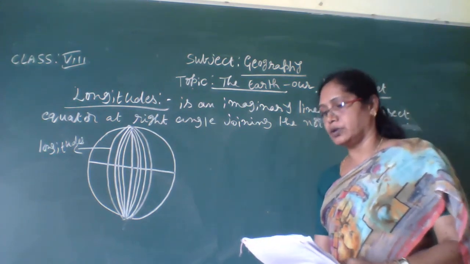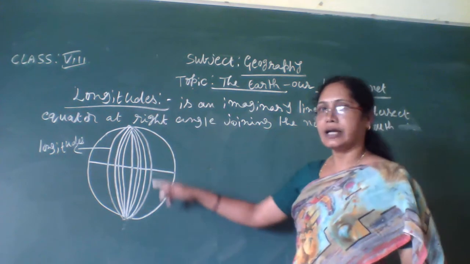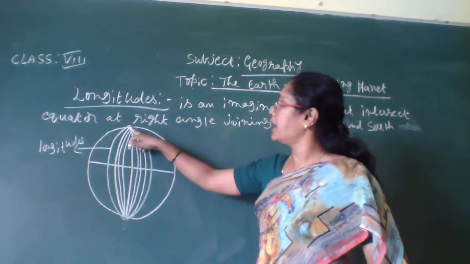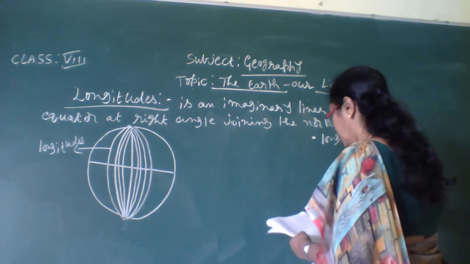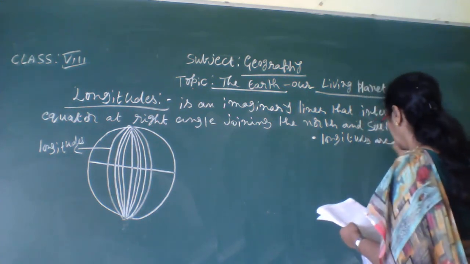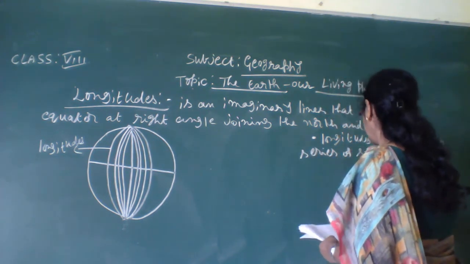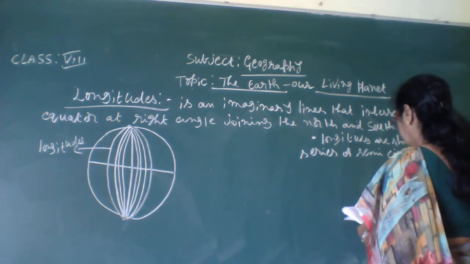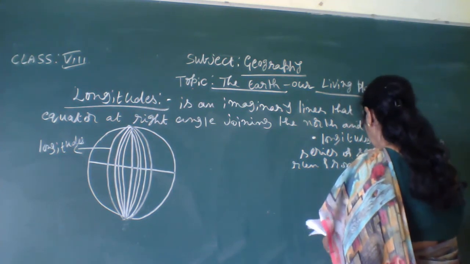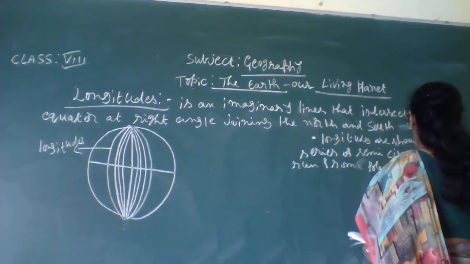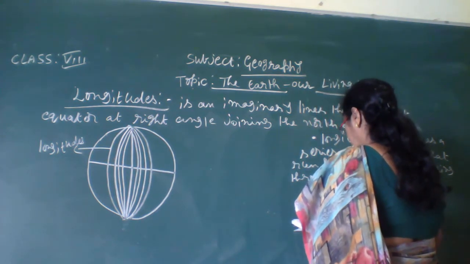On the globe, longitudes are shown as a series of semicircles that run from pole to pole, passing through the equator. Globally, they look like a semicircle. They run from the North Pole to the South Pole. So the second important point: on the globe, longitudes are shown as a series of semicircles that run from pole to pole, passing through the equator.